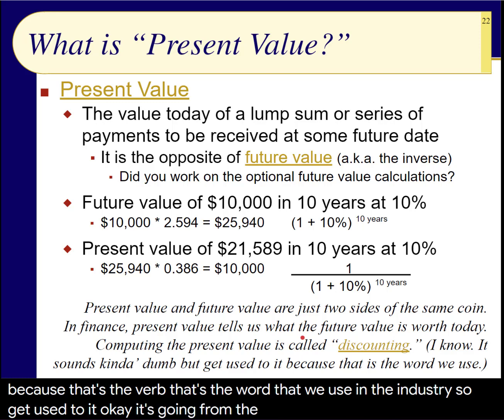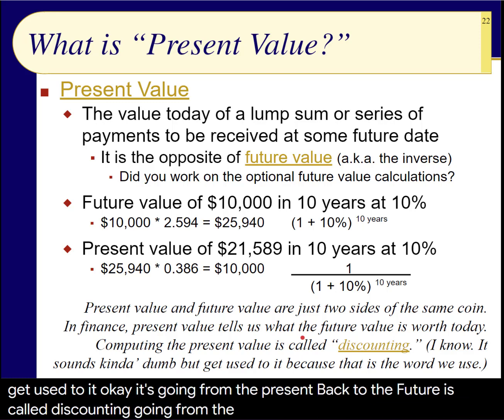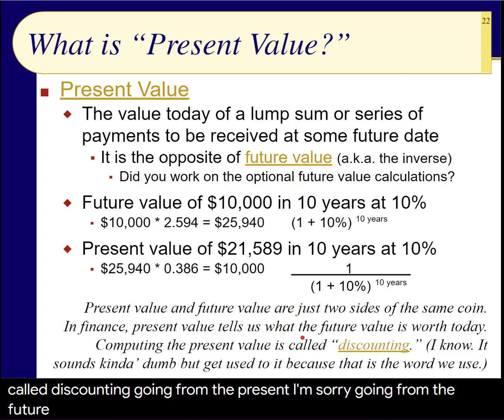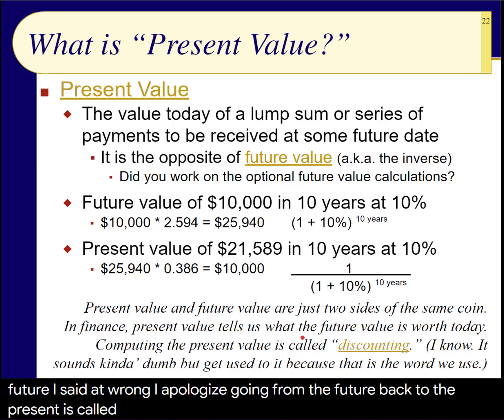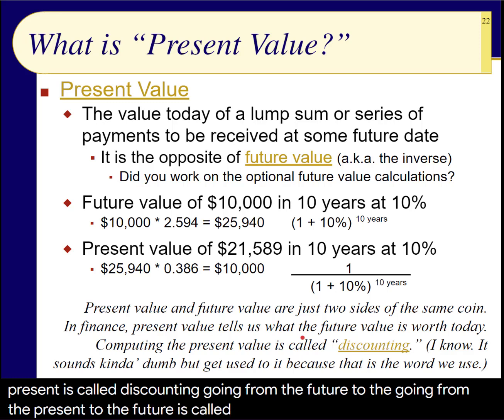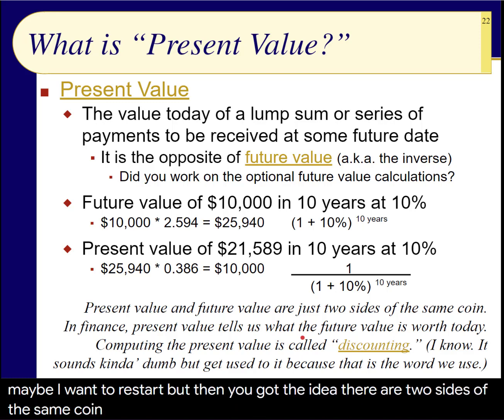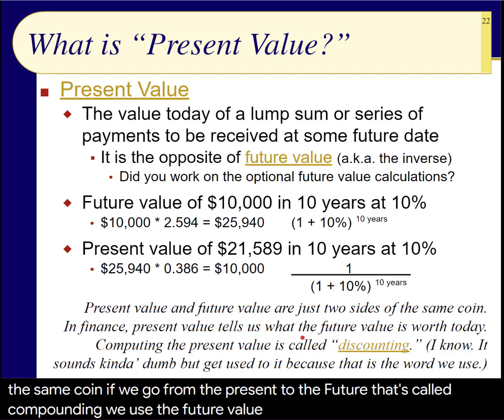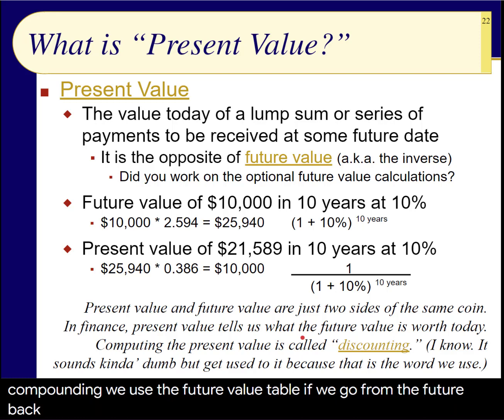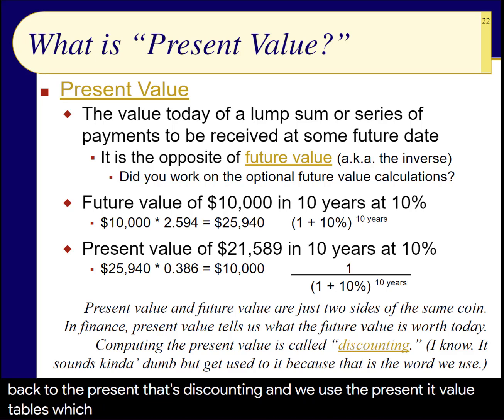Going from the future back to the present is called discounting. Going from the present to the future is called compounding. There are two sides of the same coin. If we go from the present to the future, that's called compounding. We use the future value table. If we go from the future back to the present, that's discounting, and we use the present value tables, which we'll do in just a moment here.